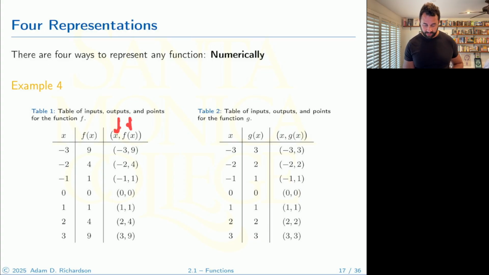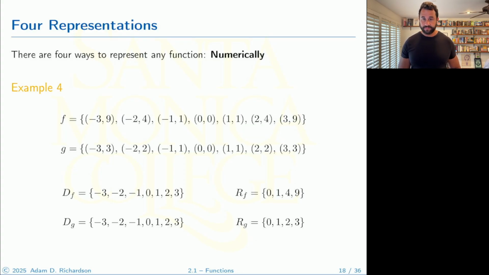Notice input here, output there, right? Input, output, ordered pair. Input, output, ordered pair. Here's another function. This function is called G. So input, output, ordered pair. Input, output, ordered pair. So that's another way of describing functions. Literally make a table of all the inputs and all the associated outputs, and that can describe a function.